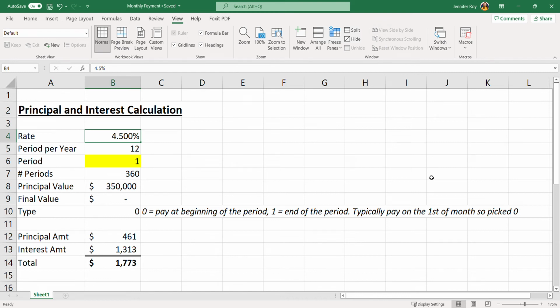Hello friends. Today I'm going to talk about what a monthly payment could look like for a mortgage loan that maybe you're interested in. And to be able to do that, I created this Excel workbook, which has some data that you would need to be able to figure out this calculation.